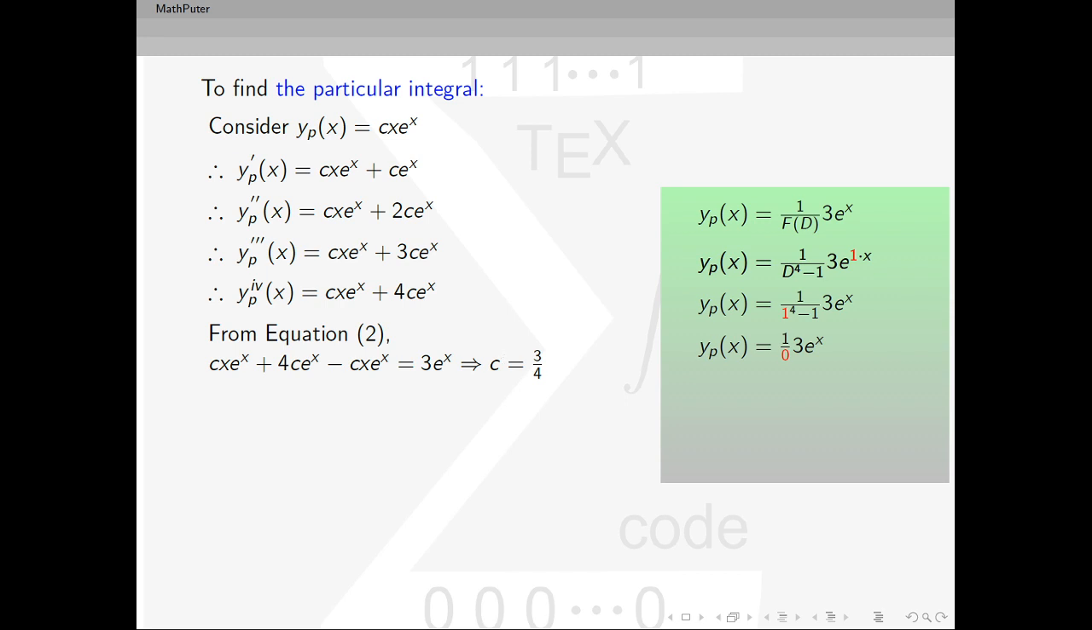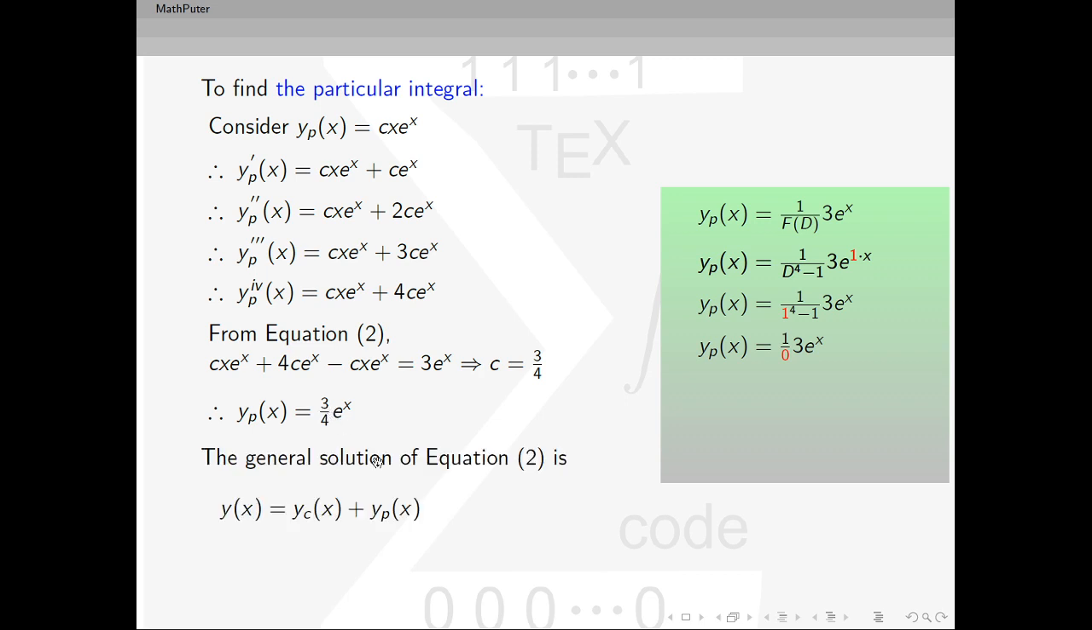This is a very simple calculation. That's why I am not mentioning all the steps in brief. C is equal to 3 upon 4. So what is yp? Yp is 3 upon 4 x e raised to x, right? I forgot to write x here. This is 3 upon 4 x e raised to x.